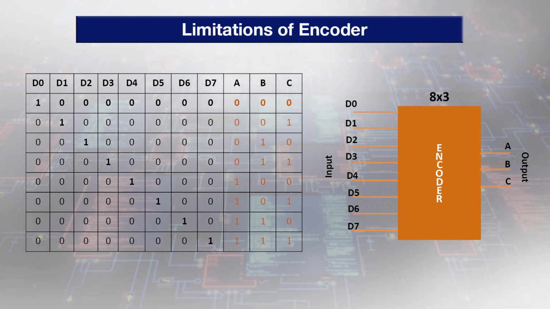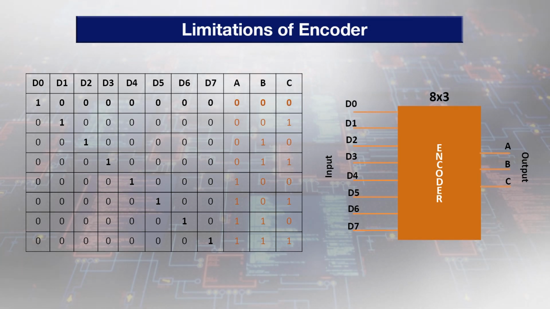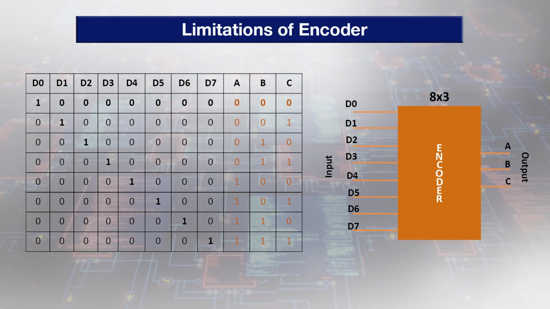That means when this D0 input is high and all other inputs are 0, then the output of the 3 gates will be equal to 0, 0, 0. But suppose all the inputs are 0, then also the output of this encoder will be equal to 0, 0, 0. That means for two different input conditions, we will get the same output. To resolve this discrepancy, we can have one more output for this encoder, which will indicate that at least one of the inputs to the encoder is high.